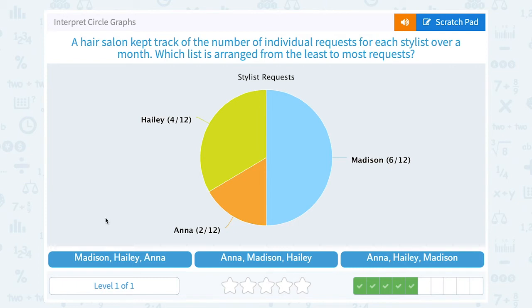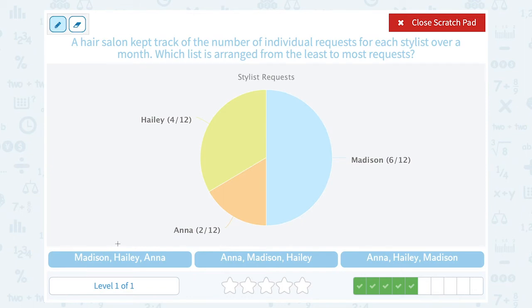A hair salon kept track of the number of individual requests for each stylist over a month. Which list is arranged from the least to the greatest? Okay, well, the least number, the smallest slice, should be Anna. Okay, so it can't be the first one. Anna should be the smallest, right? Because we're saying from the least to the most, or smallest to greatest.